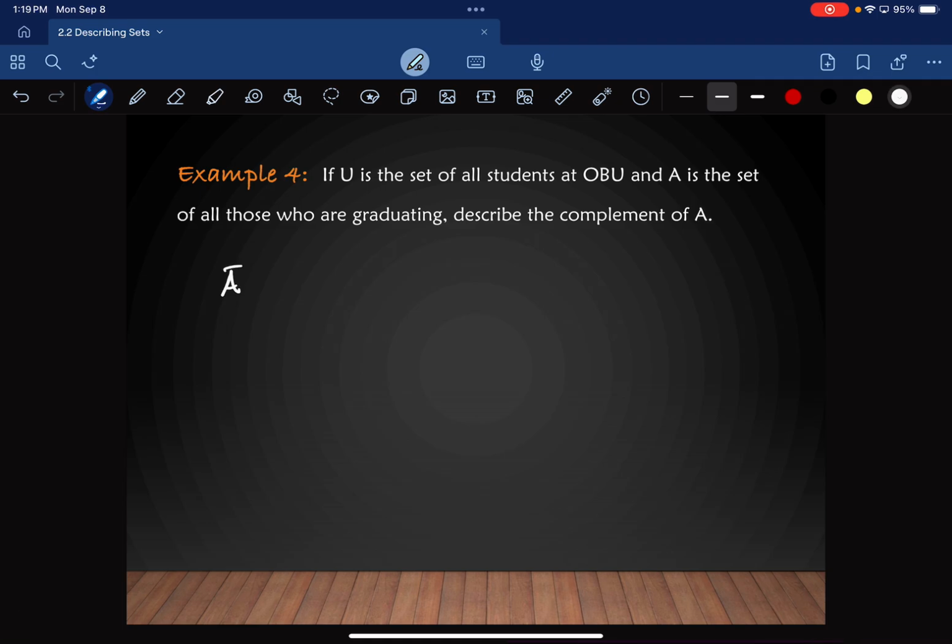Don't overthink this. What's the complement of A? Okay, so it doesn't have to be seniors necessarily, but the ones who are graduating, probably most of them are seniors, I mean, they're probably almost seniors if they're not seniors. Do you have an idea, Madison? Right. And we still need to specify that we're still talking about OBU students, okay? So A complement would be all OBU students who are not graduating.